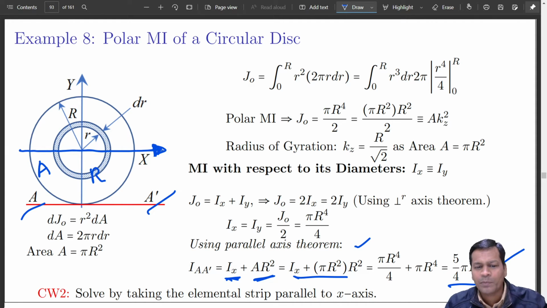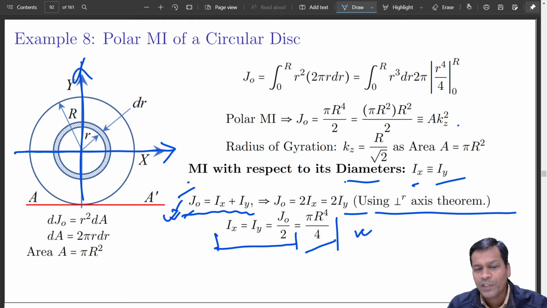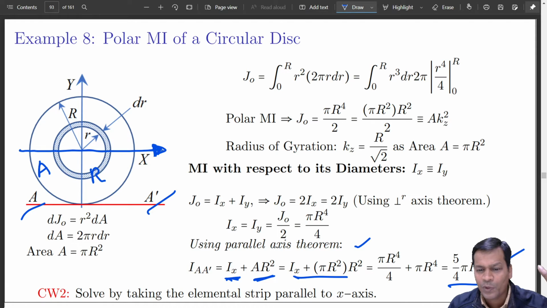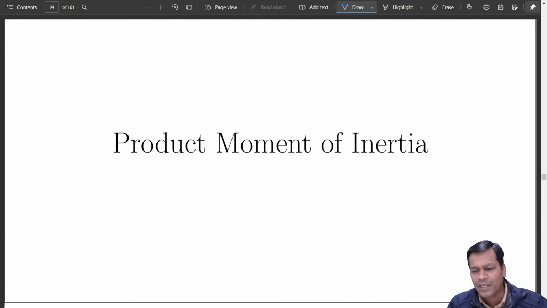I demonstrated one, the polar moment of inertia of a circular disc. We have also demonstrated the area moment of inertia, not the polar one. So at least two you have seen today. Next class we'll see the product moment of inertia also. Okay, thanks a lot. So let us begin with product moment of inertia.